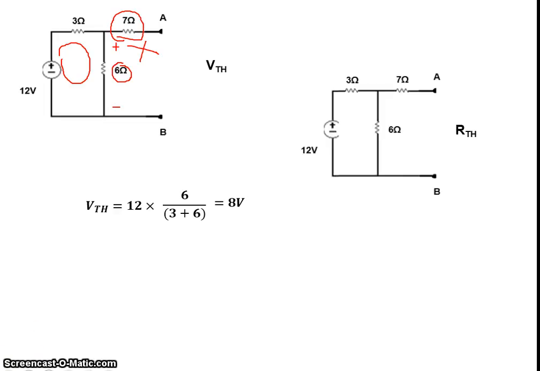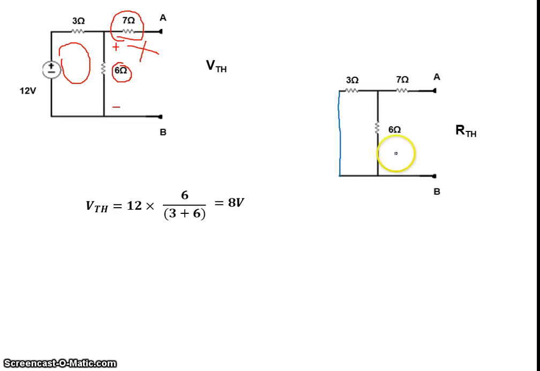The next information we need is the value of RTH. RTH is also calculated with the same open circuit at the terminal A and B. The difference here is, since we want a resistance value, we need to take care about only the resistors. That means the source present here needs to be made equal to 0. So how do we make a voltage source equal to 0? In the place of the voltage source, we need to connect a short circuit.